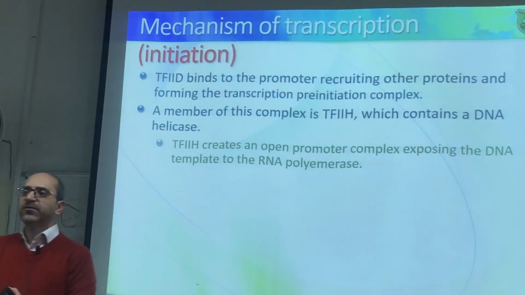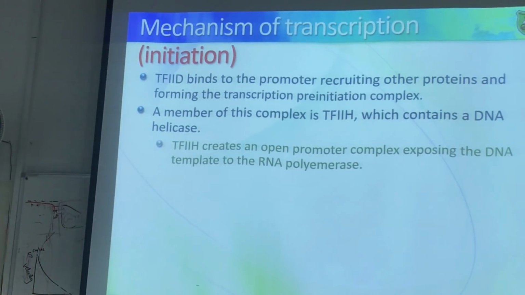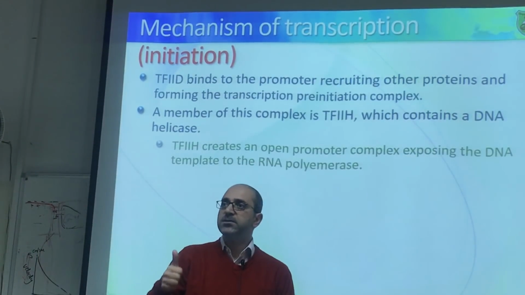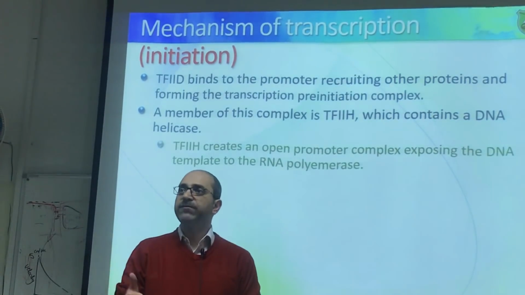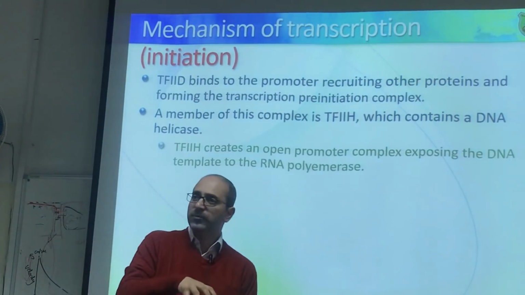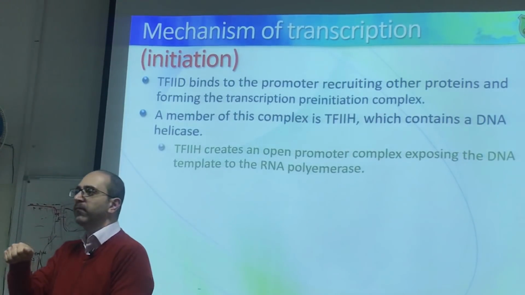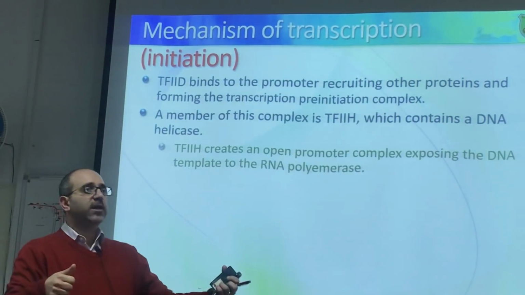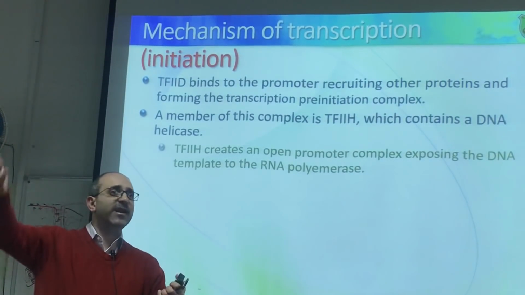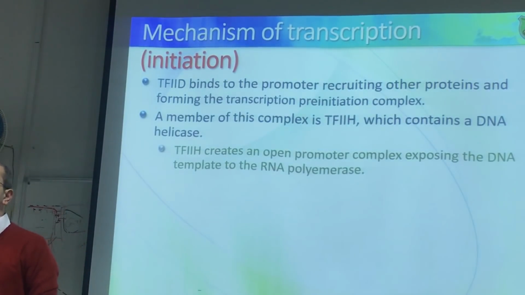So we can divide transcription into stages: initiation, elongation, termination. In eukaryotes, for initiation, the first protein that comes and binds to the DNA is transcription factor 2D. It recognizes the promoter, binds to it, and opens up the DNA, exposing single-stranded DNA. Then RNA polymerase 2 comes, binds to the promoter and recruits other proteins to come forward, among them transcription factor 2H.